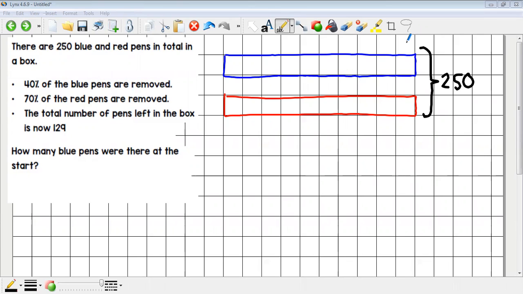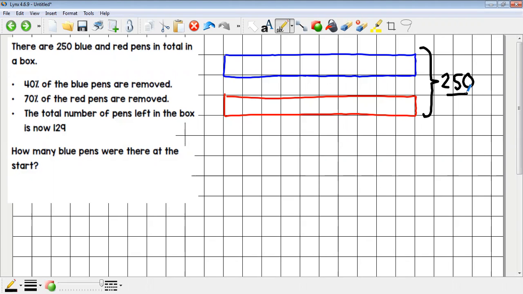So we've got 250 blue and red pens in total in a box. Okay, so that's all together over here. Because we're dealing with percentages, I've drawn two bars of 10, one blue one, one red one. I can't put any values in them because I don't know at the moment what each one's worth, but between them, they're worth 250.